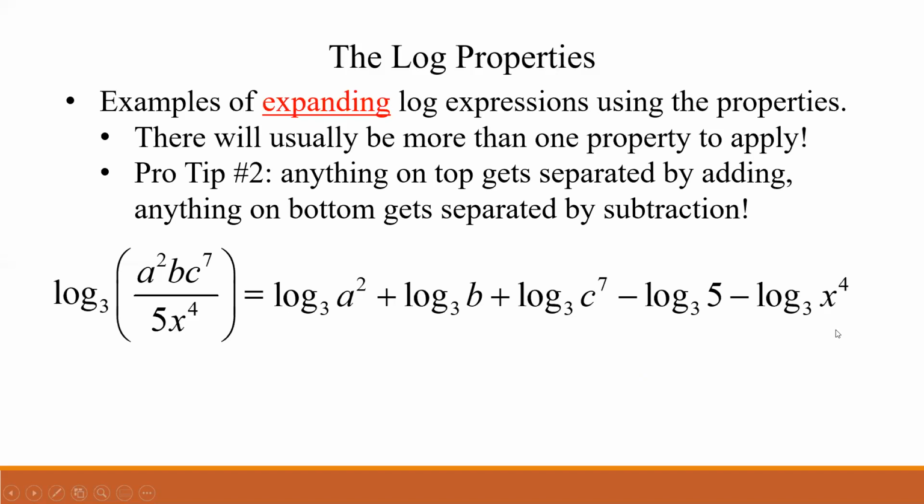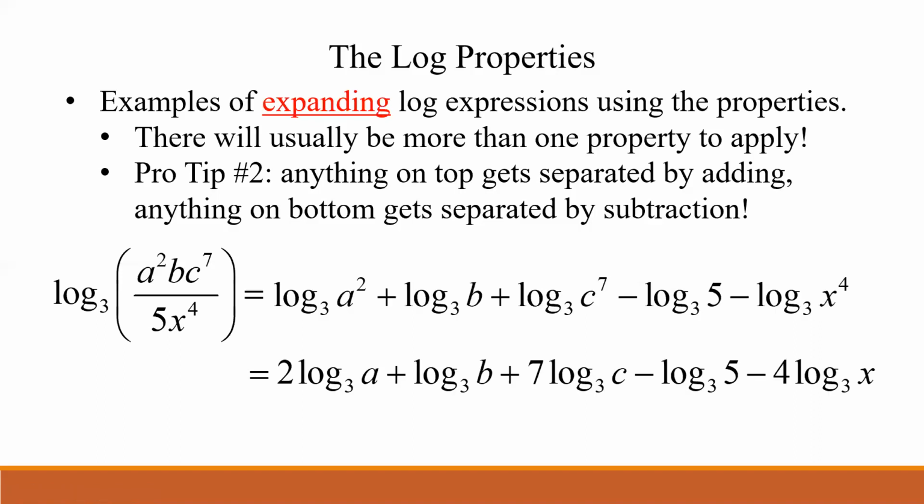Okay. Now I've got all of that done. Now I can just bring all of the powers in front of each individual log. So I've got the 2 that's going to come in front, the 7 is going to come in front, and then the 4 is going to come in front. Notice there's no power on the b or the 5, so they're just going to stay the same.